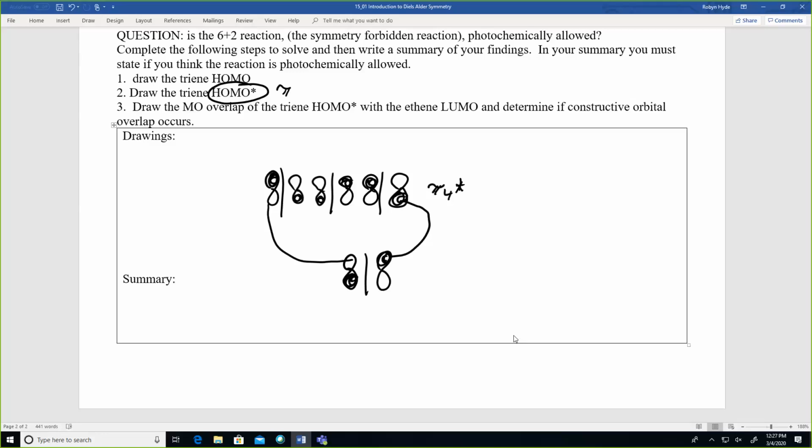So now we're getting into even more complex Diels-Alder. We've just looked at one level of complexity. What if it's not 4 plus 2? What if it is something different?